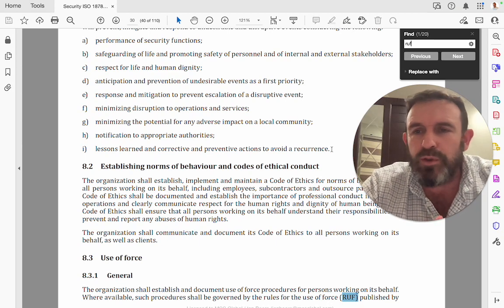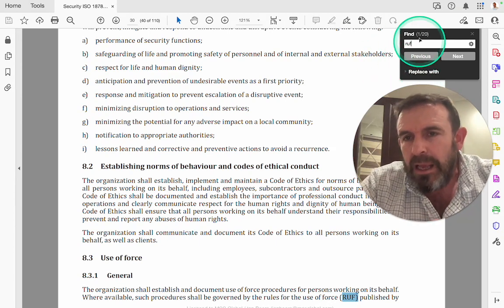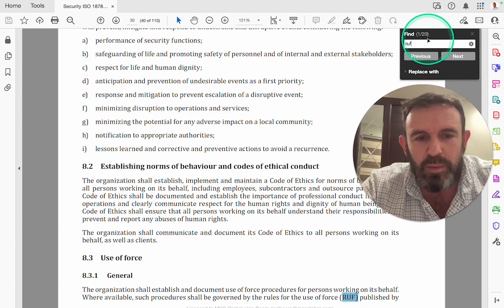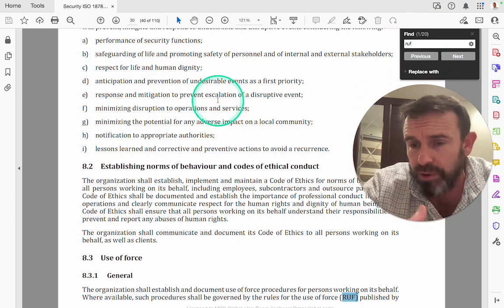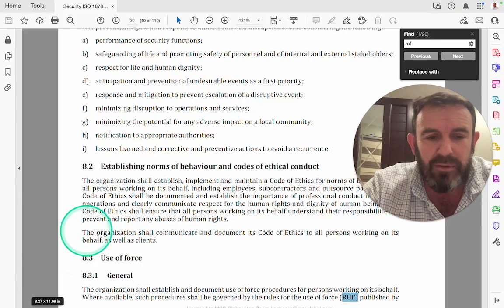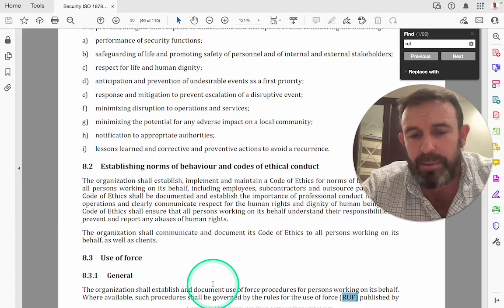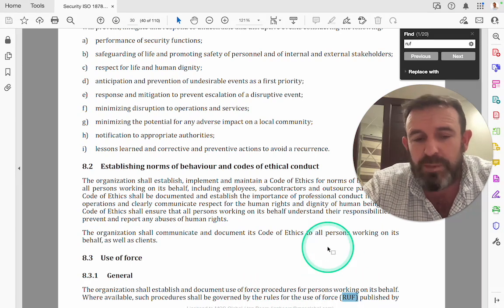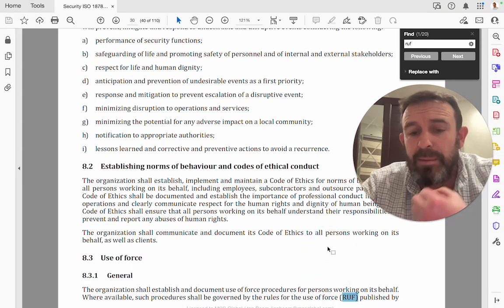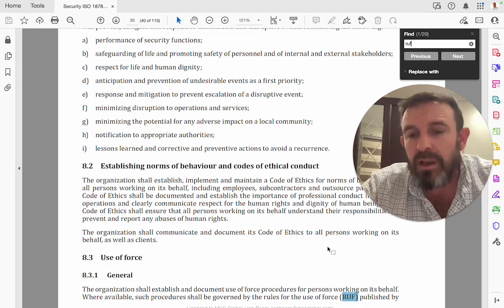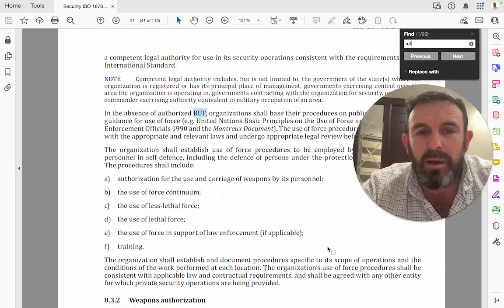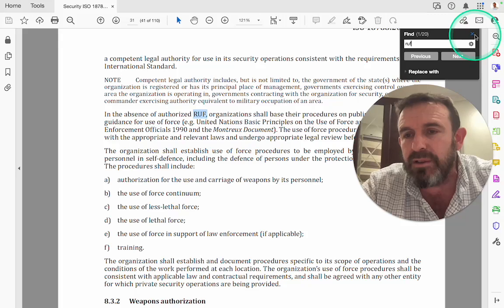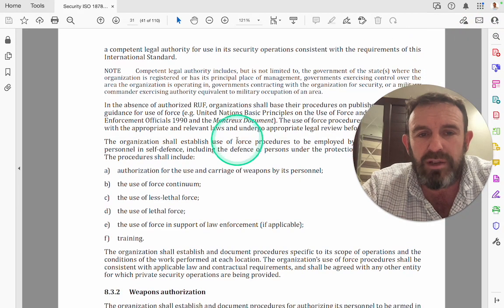So the rules for the use of force. It appears in this standard 20 times, as we can see. So when you're an auditor, you're auditing this standard, you're looking at the rules of the use of force. The organisation shall establish, document the use of force procedures for persons working on its behalf. Where available, such procedures shall be governed, this is important, by the rules of use of force published by competent legal authorities. That's really important.